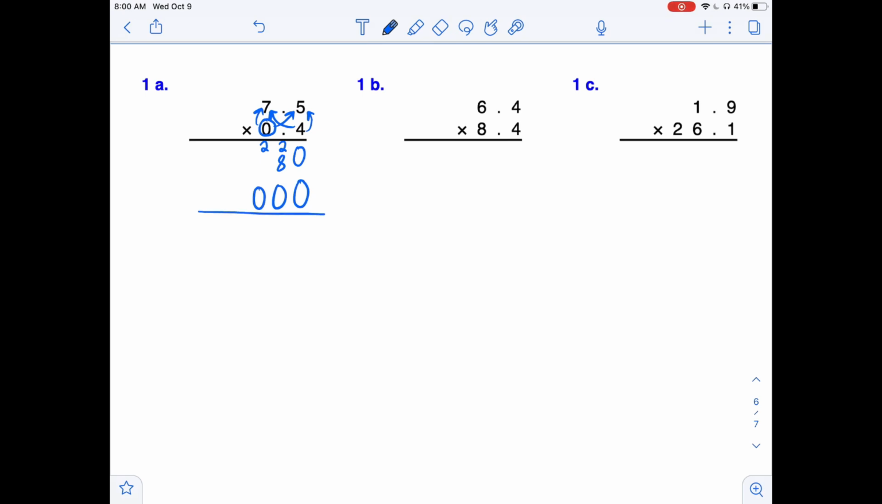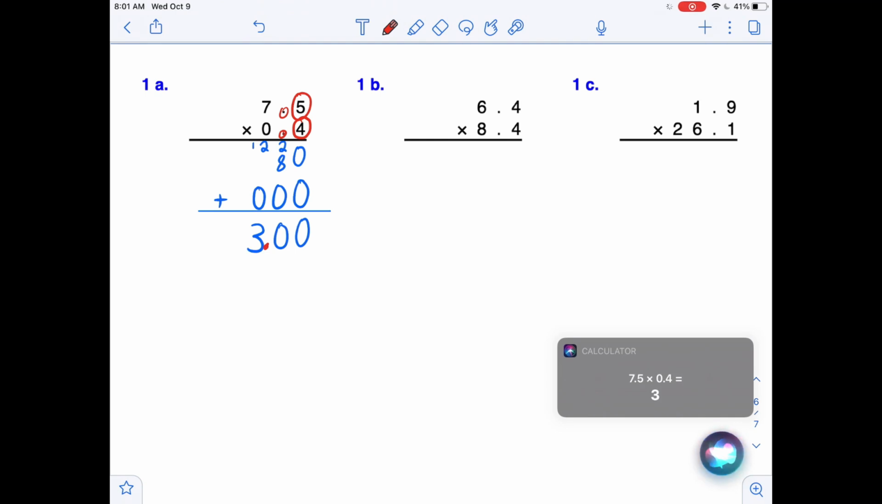Finally, we have to add all of this up. So 0 plus 0 is 0, 2 plus 8 plus 0 is 10, so we put the 0 and add the 1 up top. 1 plus 2 is 3. So now we're getting 300, but where do we add the decimals? Well, we have two numbers that are behind the decimals. So we have to move the decimal place 2 places to this 3 right there. 7.5 times 0.4 is 3.